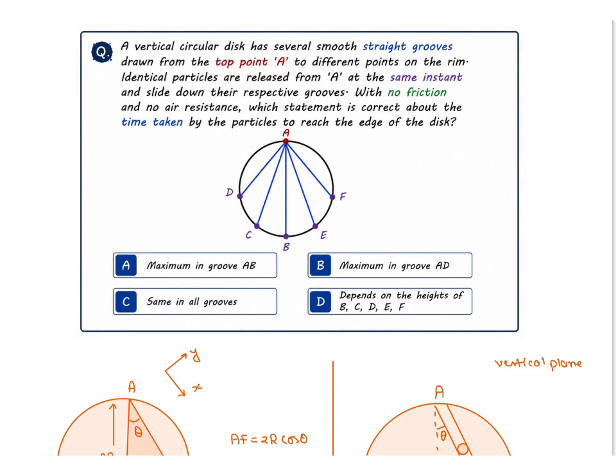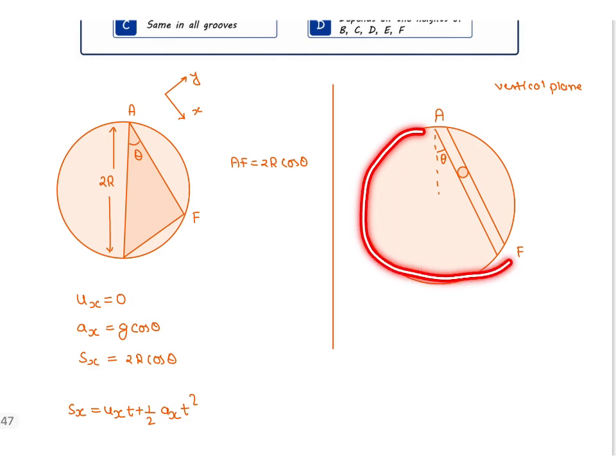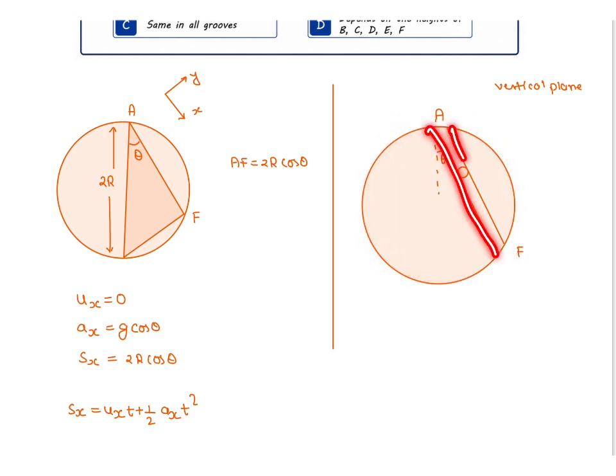Identical particles are released from point A at the same instant. These particles then slide down their respective grooves. Assuming no friction, we have to find which particle will reach the edge of the disk first. So this is our disk and this is the groove in which the particle can move.